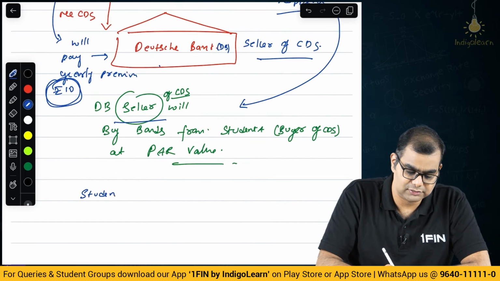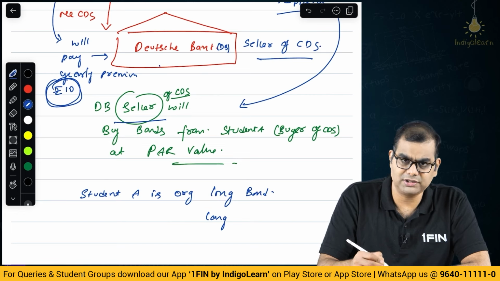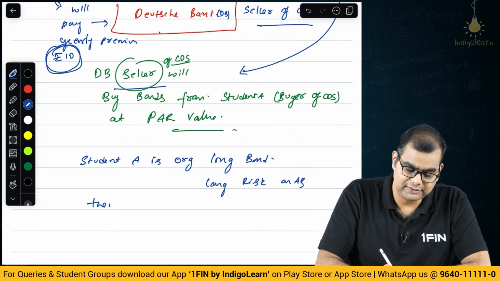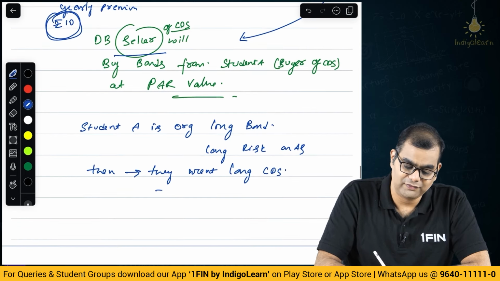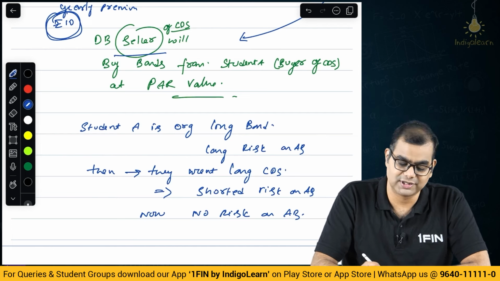Please note one more thing. Student A is originally long bond. Long means you have, right? Long risk on AB. Then they went long CDS, which implied they shorted risk on AB. So now no risk on AB. I hope you have understood this.